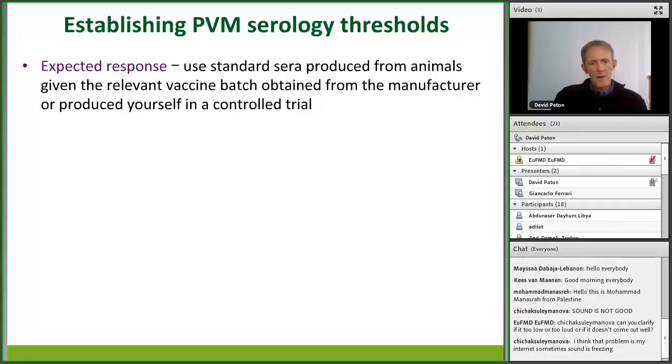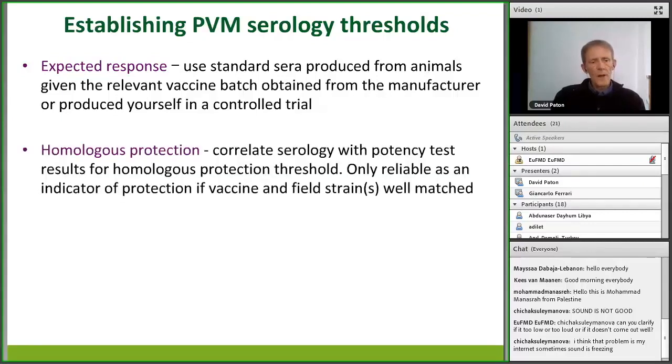So this is a very practical way to proceed. You make sure you get a good vaccine that will give you protection, and then you look for the expected response in animals. And for this you need standard sera produced from animals given the relevant vaccine batch, either obtained from the manufacturer, which is why these batch release sera are useful, or if you can't get hold of them that way, you can produce them yourself in a controlled trial.